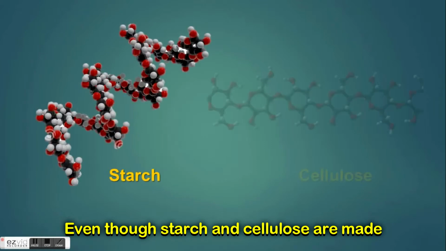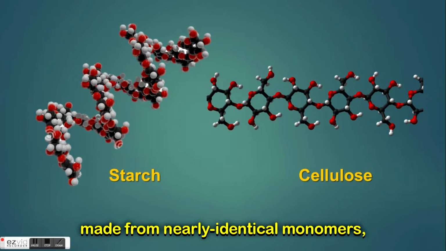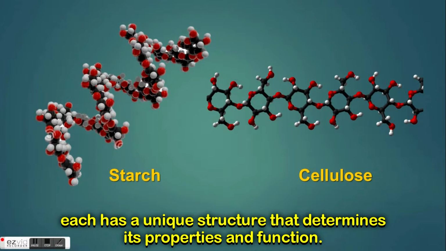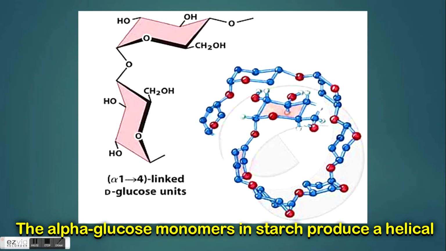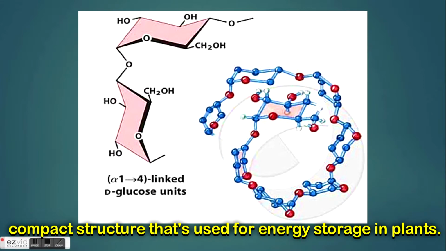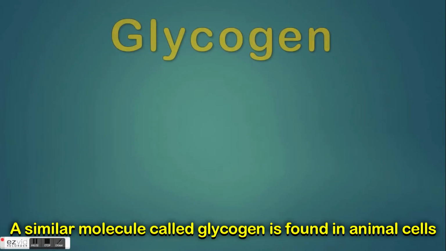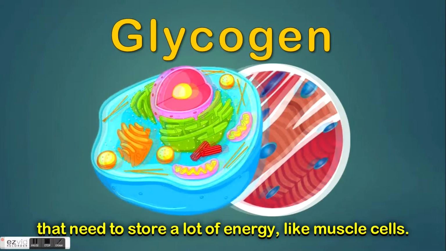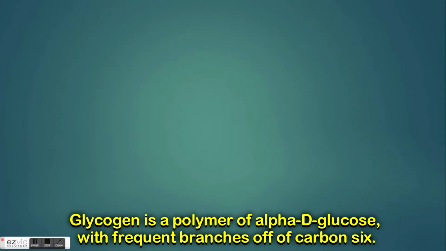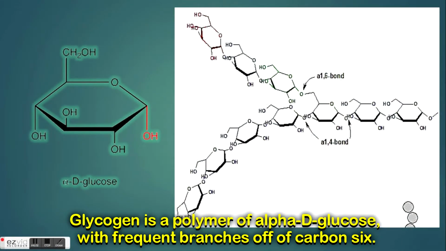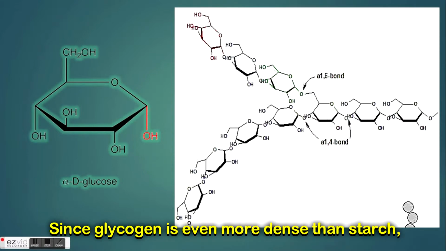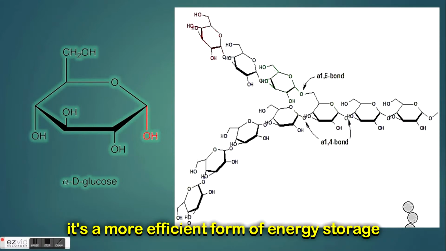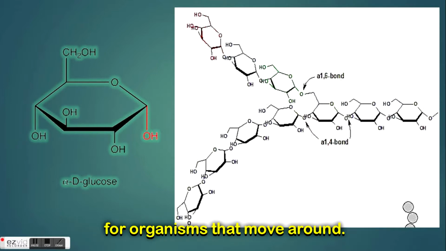Even though starch and cellulose are made from nearly identical monomers, each has a unique structure that determines its properties and function. The alpha-glucose monomers in starch produce a helical, compact structure that's used for energy storage in plants. A similar molecule called glycogen is found in animal cells that need to store a lot of energy, like muscle cells. Glycogen is a polymer of alpha-D-glucose with frequent branches at carbon 6. Since glycogen is even more dense than starch, it's a more efficient form of energy storage for organisms that move around.